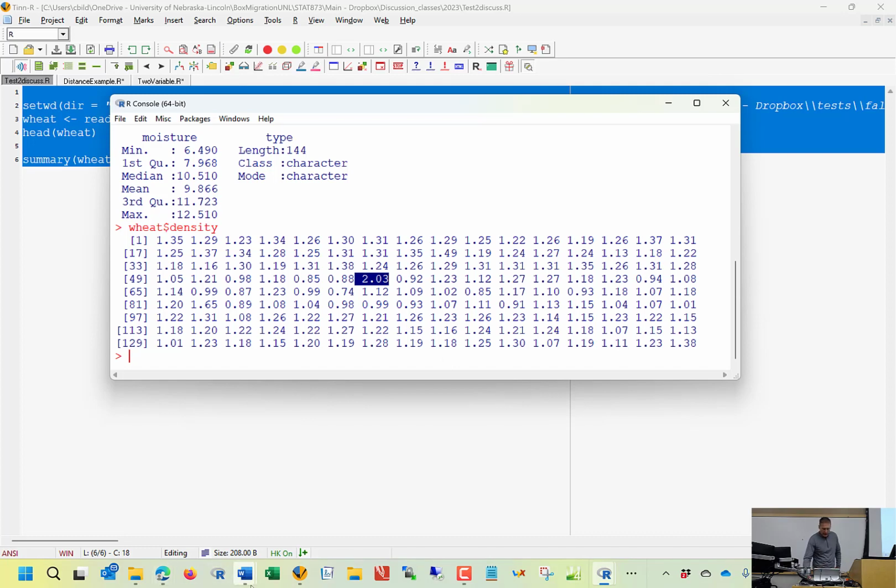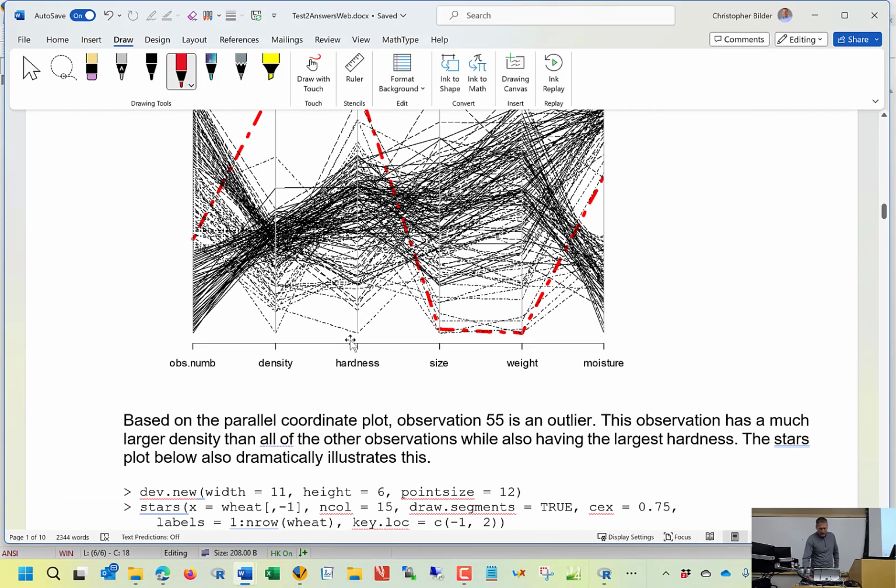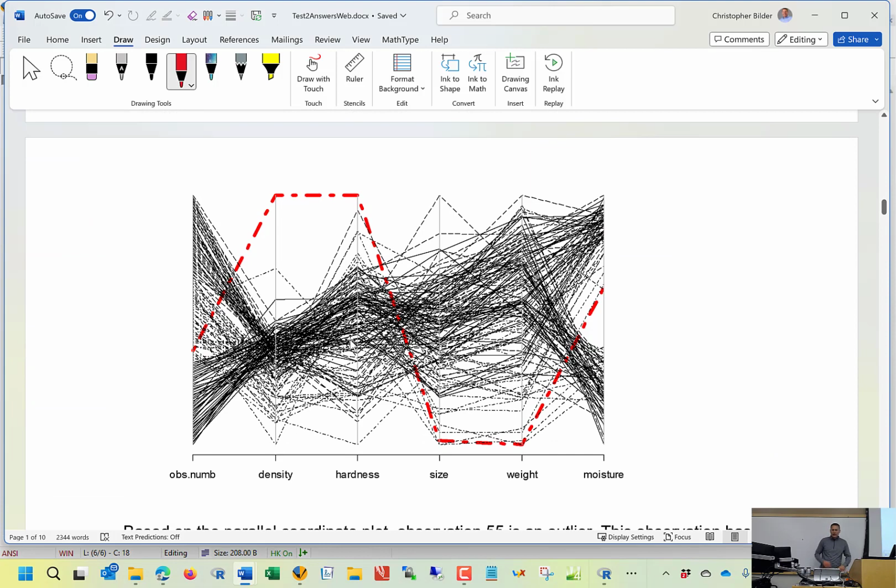What I show then on this plot is, let's take a look at observation number 55. You don't have to do this additional plot, but it's helpful to do something like this in actual practice. We can see not only is it the highest density and hardness, but it has about the smallest size and it has the smallest weight.